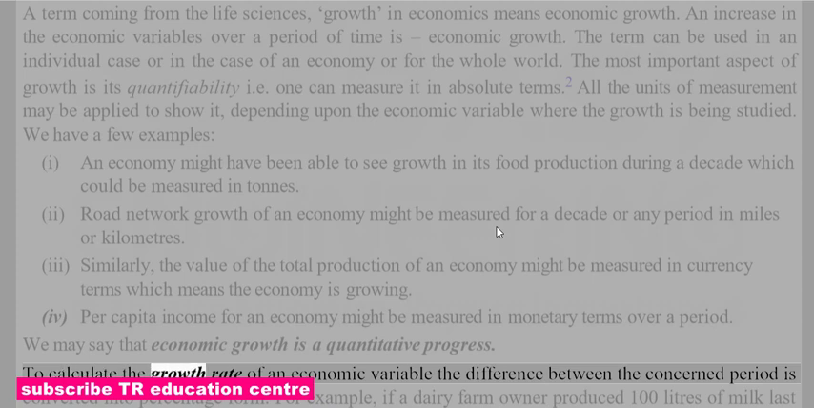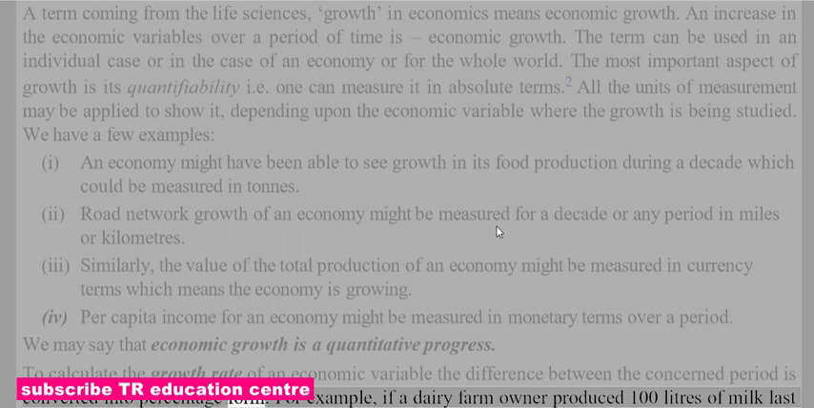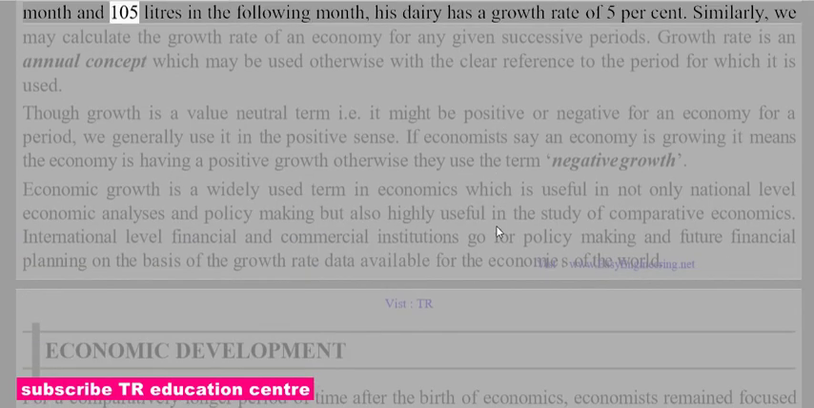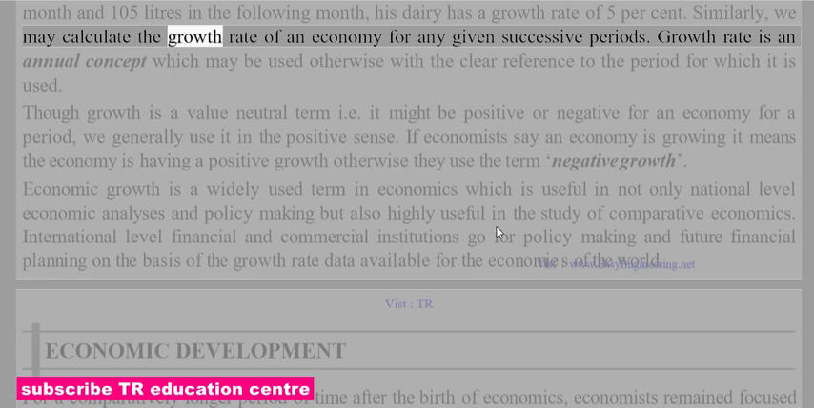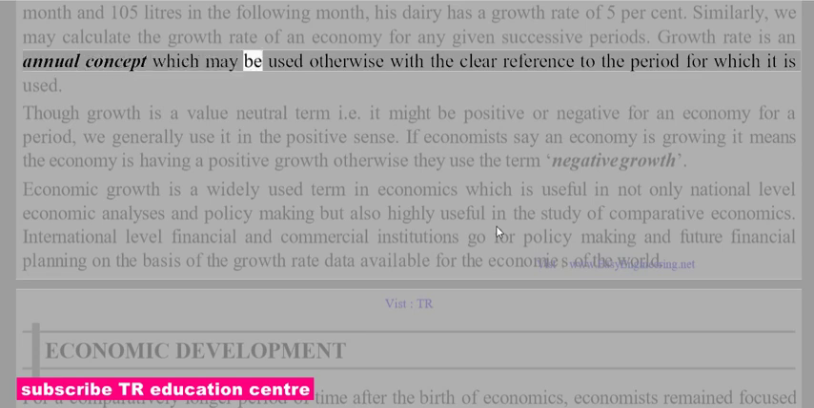To calculate the growth rate of an economic variable, the difference between the concerned periods is converted into percentage form. For example, if a dairy farm owner produced 100 liters of milk last month and 105 liters in the following month, his dairy has a growth rate of 5%. Similarly, we may calculate the growth rate of an economy for any given successive periods. Growth rate is an annual concept which may be used otherwise with clear reference to the period for which it is used.